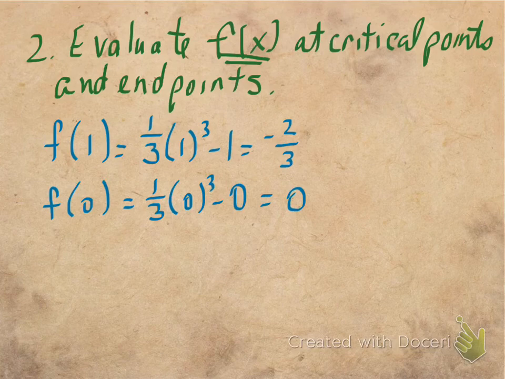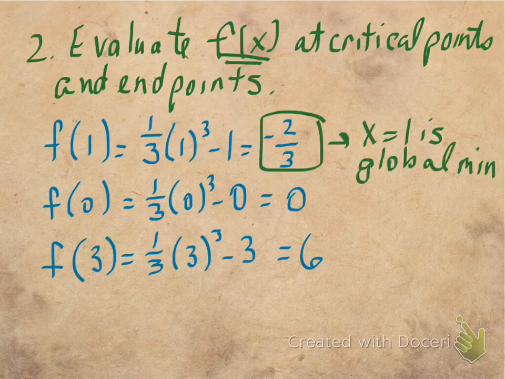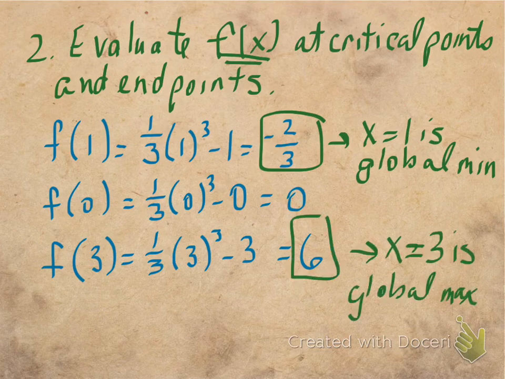And then I will evaluate it at one endpoint. So f of 0 is 1/3 times 0 cubed minus 0, which is 0. And then I'll evaluate it at the other endpoint. F of 3 is 1/3 times 3 cubed minus 3, which is 6. So -2/3, that's the smallest of these three values. So my conclusion is that x equals 1 is my global minimum. 6 is my biggest value, so x equals 3 is my global max.